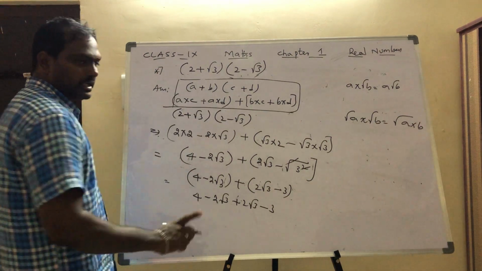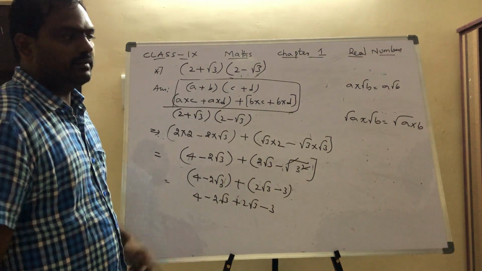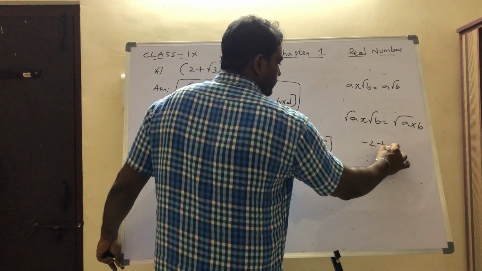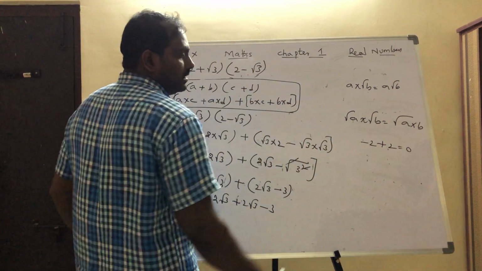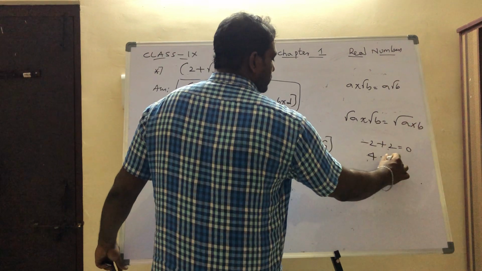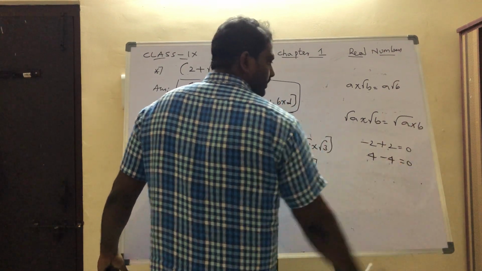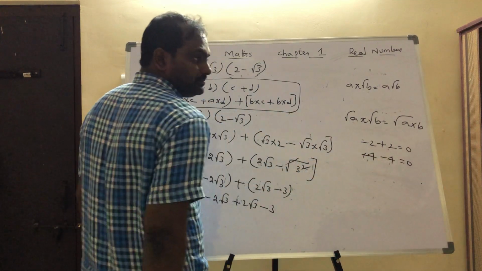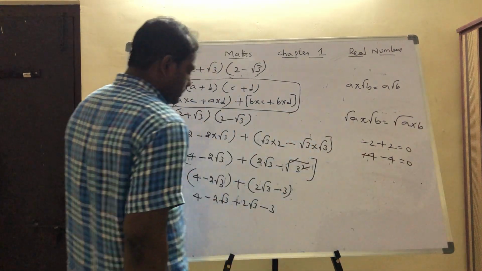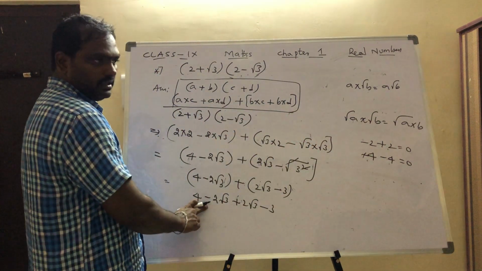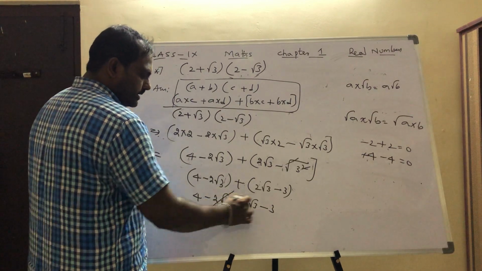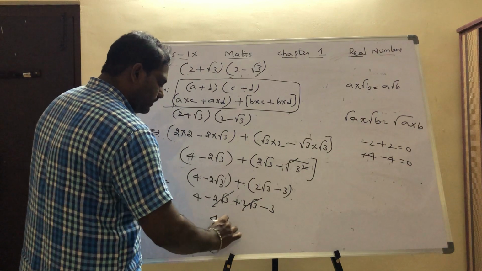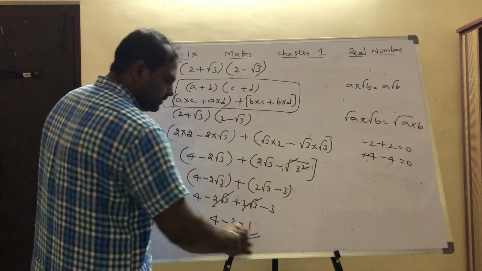Next, whenever you get the same number with plus and minus symbol, we can cancel it, because minus 2 plus 2, what is the answer? You know, 0. 4 minus 4, what is the answer? It is also 0. Why 4 minus 4? If nothing is there, it is plus symbol. Plus 4 minus 4, 0. Minus 2 root 3 plus 2 root 3, these get cancelled. And the remaining is 4 minus 3. What is the answer? It is 1.